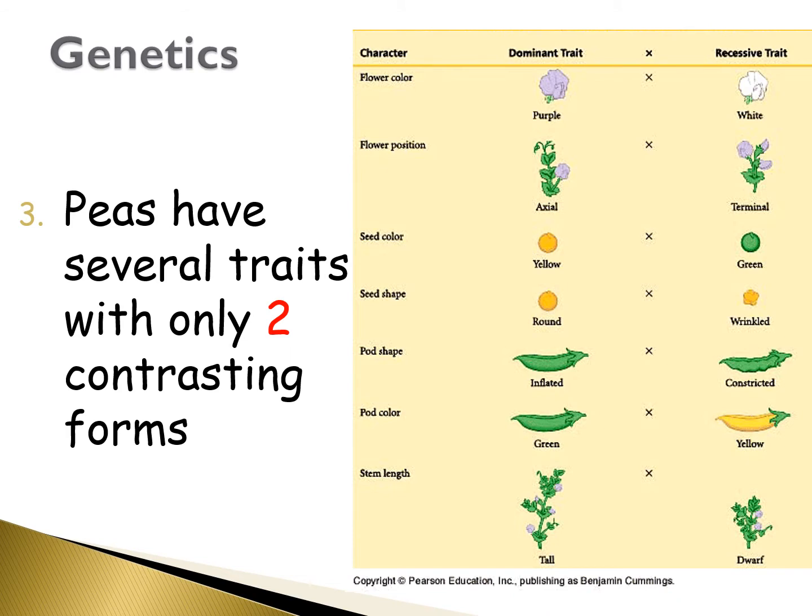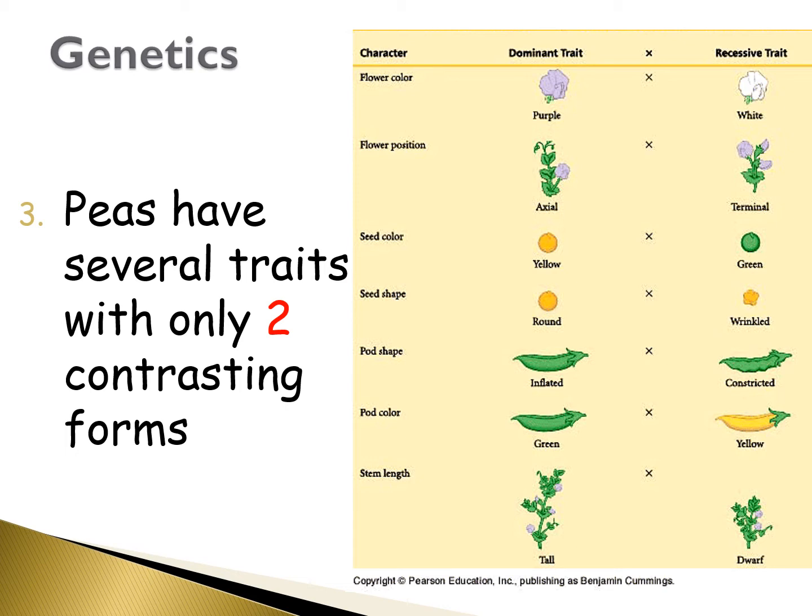And he also got real lucky because peas only have two contrasting forms. If you think about humans, look at all the different hair colors we have. Look at all the different eye colors, all the different skin colors. It's really hard to study humans because we have a lot of varying traits. Well, with pea plants, it got really, really easy.